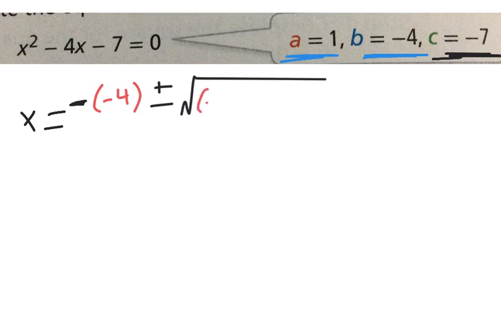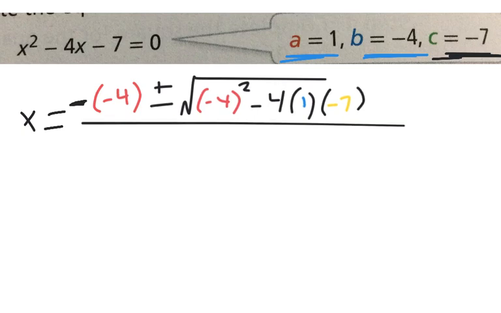b is -4 squared minus 4 times a, which is 1, times c, which is -7. If you didn't put the first -4 in parentheses when you square it, would it be an error on the calculator? All over 2 times a, which is 1.